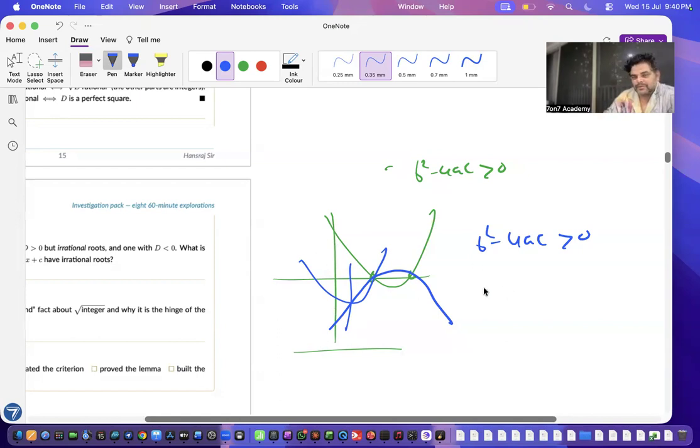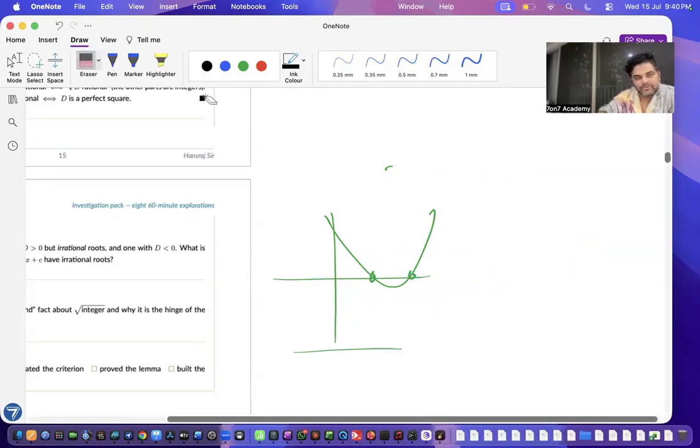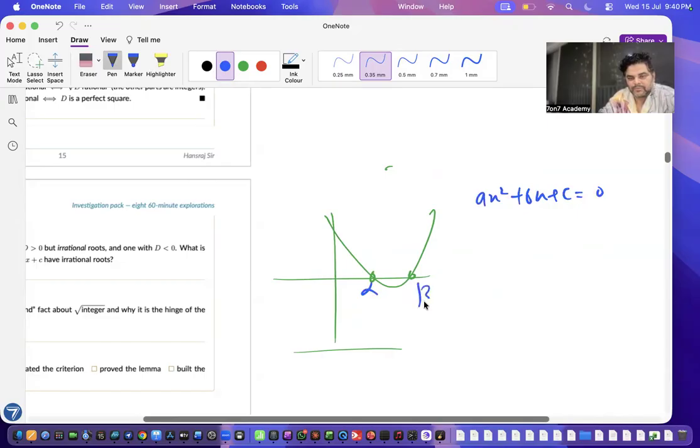Tell me, b square minus 4ac. So what are we trying to look for? We are trying to put conditions on this quadratic equation such that both roots are positive. So the equation is ax square plus bx plus c equal to 0, and the roots are alpha and beta. We need to put constraints such that both roots are on the right side.